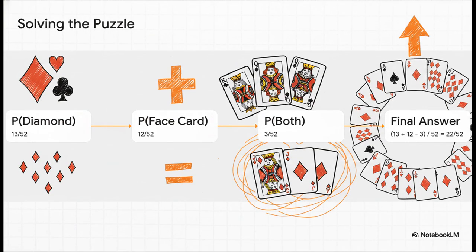So let's apply this to our puzzle once and for all. We start with the probability of a diamond, that's 13 out of 52. We add the probability of a face card, that's 12 out of 52. And now for the fix, we subtract the overlap, those 3 cards that are both, which is 3 out of 52. That gives us the correct number of favorable cards, which is 22.